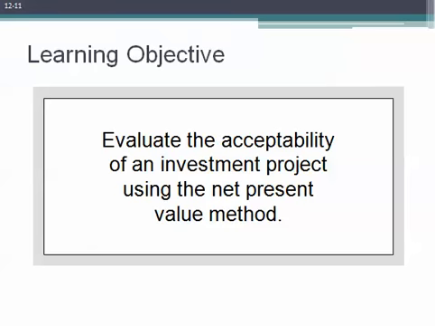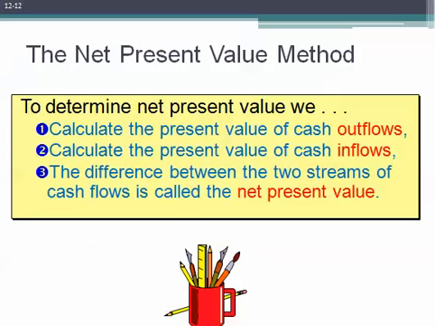In this learning objective, we'll evaluate the acceptability of an investment project using the net present value method. The net present value method compares the present value of cash outflows with the present value of cash inflows. So our steps are: calculate the present value of outflows, calculate the present value of inflows, and then simply take the difference between the two. And the difference between the two is referred to as the project's net present value, sometimes abbreviated NPV.